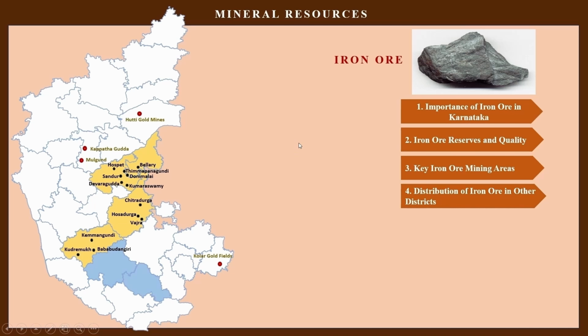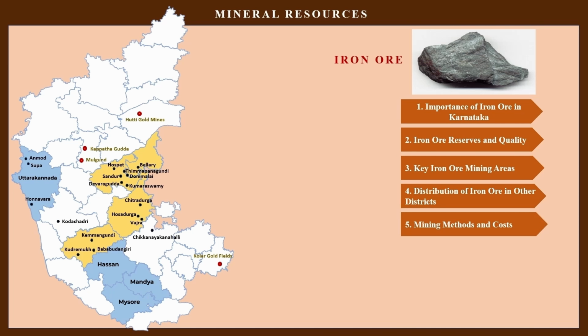Which are these? The marked ones are the areas, that is Hassan district, Mandya district, and Mysore district. This region also has some amount of iron ore, and the last one is Uttar Kannada as well. So these are the other 4 districts where iron is found in minor quantity. Anmod is also a very important area of iron ore in Uttar Kannada. All right, these are the places where iron ore can be seen in Karnataka.